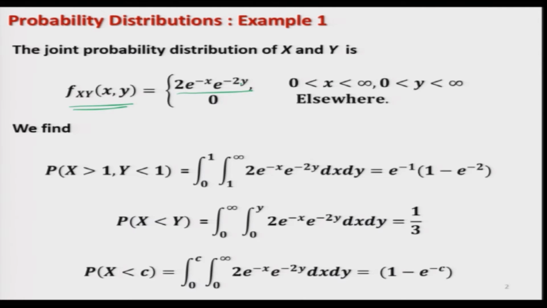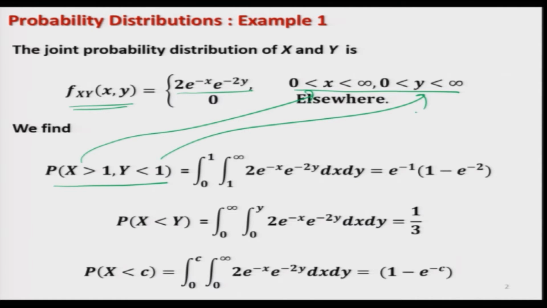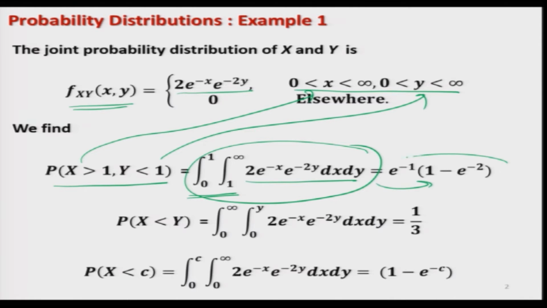In this case, x and y lie between 0 and infinity, and suppose I want to find the probability x greater than 1 and y less than 1. Now you have to look into the range of x and y and choose the limits, say 0 to 1 and 1 to infinity, then write down this joint PDF, and you can solve this integral. This will give you the value 1 upon e into 1 minus 1 upon e square.